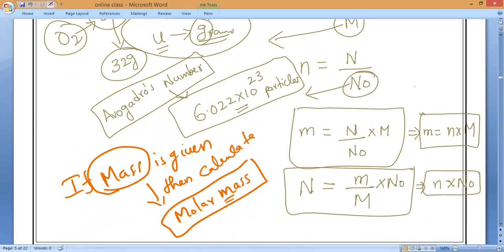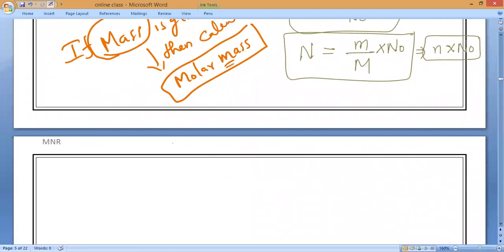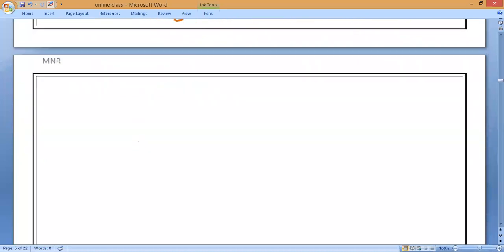Anybody having any doubt, please ask. Are you clear? Yes? All of you? Yes, sir. Yeah. So now if you notice it very carefully, let us solve an example. Later I will give the relation between mole, mass of a substance and number of particles. So write the question.